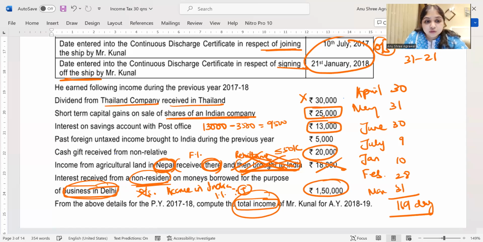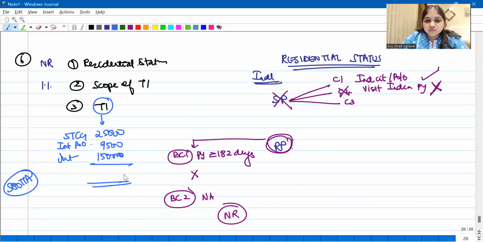So now if you add up, what is going to be the total, the gross total income of your SSE? 25,000 plus 9,500 plus 1,50,000, you'll be getting 1,84,500, guys.